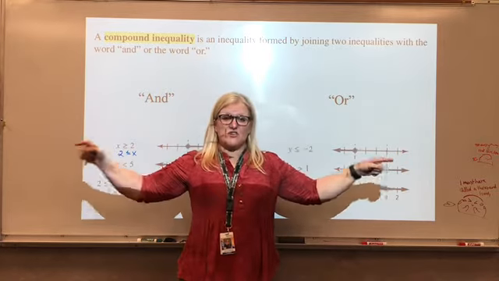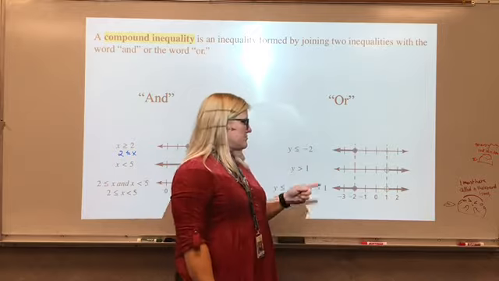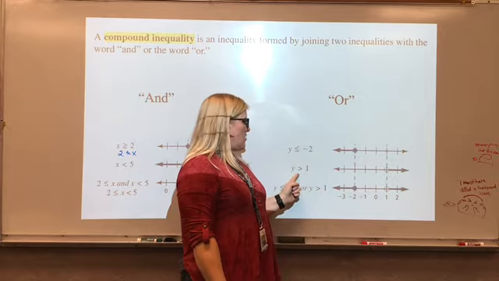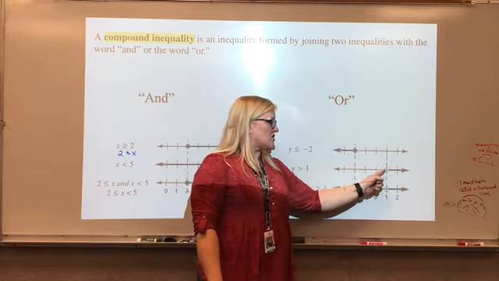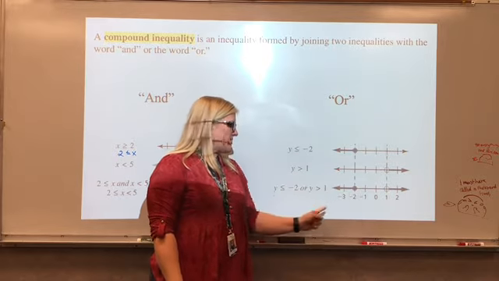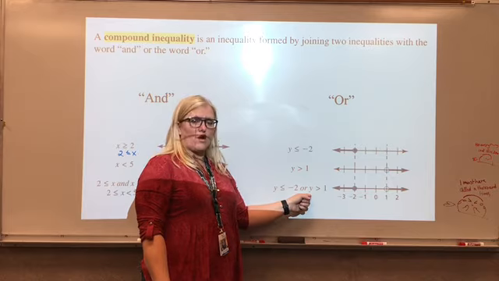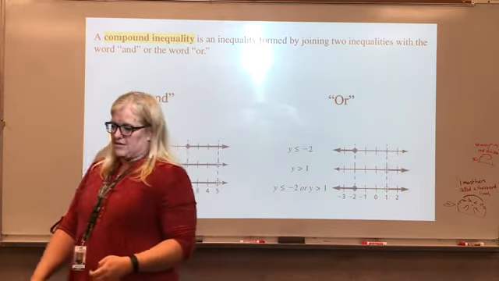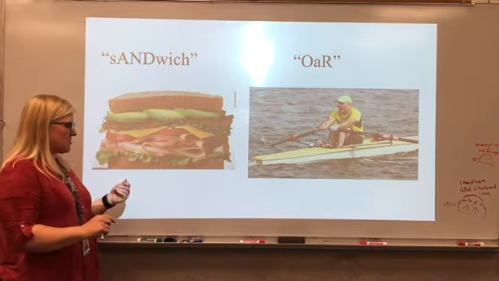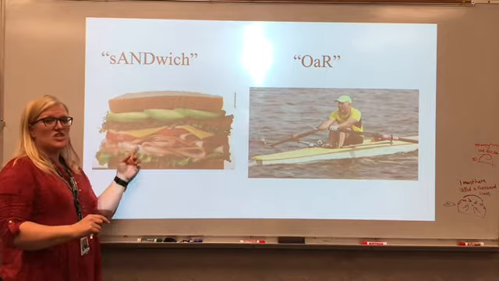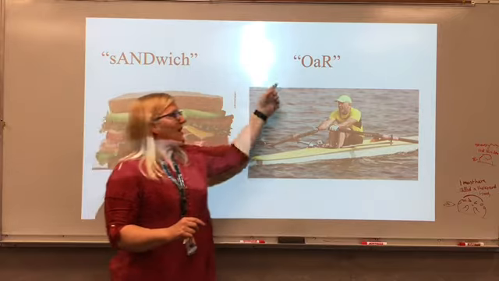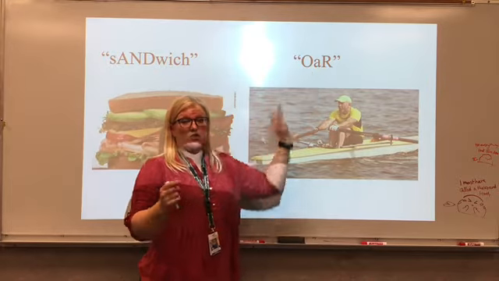The or, you can see, are just the two inequalities that are on the same graph. And they're going in opposite directions, right, because of the oars in a boat. So y is less than or equal to -2 goes down like this. Y is greater than 1 starts here and goes that way. And when we put them on the same number line, we put them like this and then have the word or right here. Okay. So remember, I know I've talked about this a lot, but the sandwich has the word and in it. When you have the word and, it's a sandwich. And when you have an or, it's like the word or.